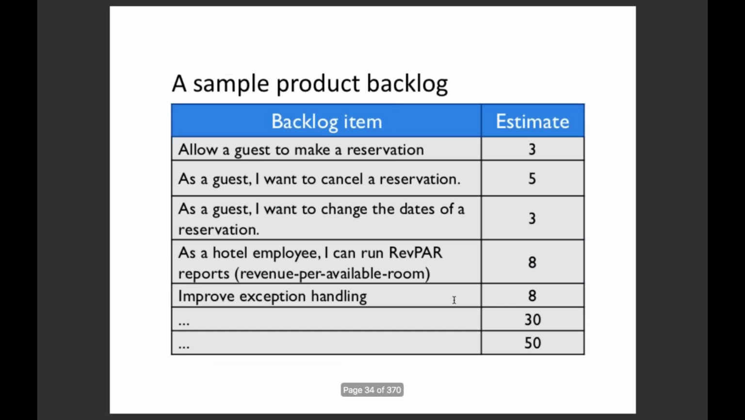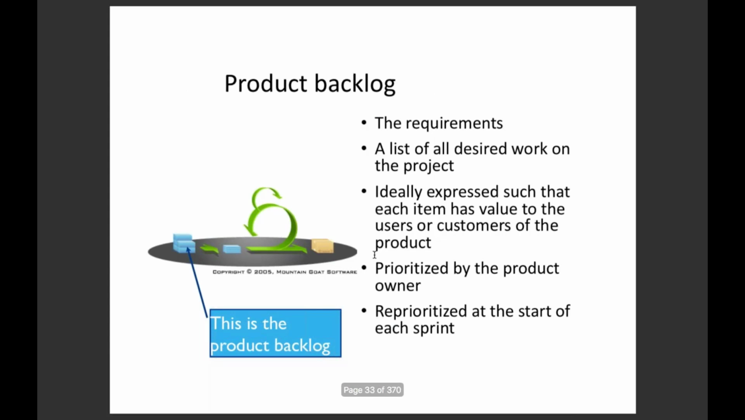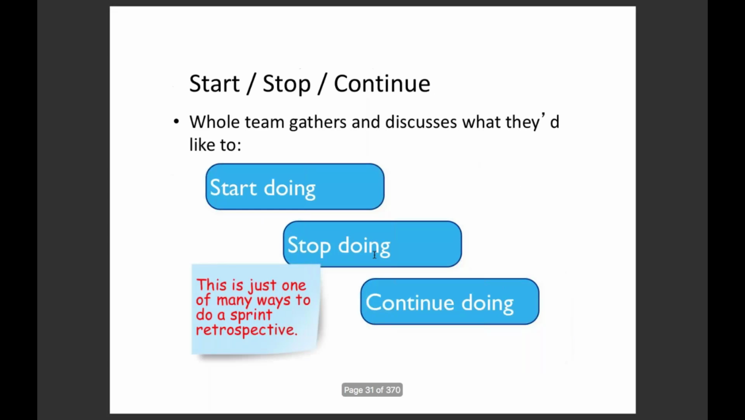One sample example for this: these are the backlog items. Features: allow a guest to make a reservation. As a guest, I want to cancel a reservation. Forget about this estimate. Estimations, we'll discuss later. Just see an example like, as a guest, I want to change the dates of a reservation. As a hotel employee, I can run revenue per available room reports. I have to improve the exception handling, any escalation, any exceptions, failures, right? So this is the product backlog. And as I told you, the product owner will do the prioritization of the product backlog.